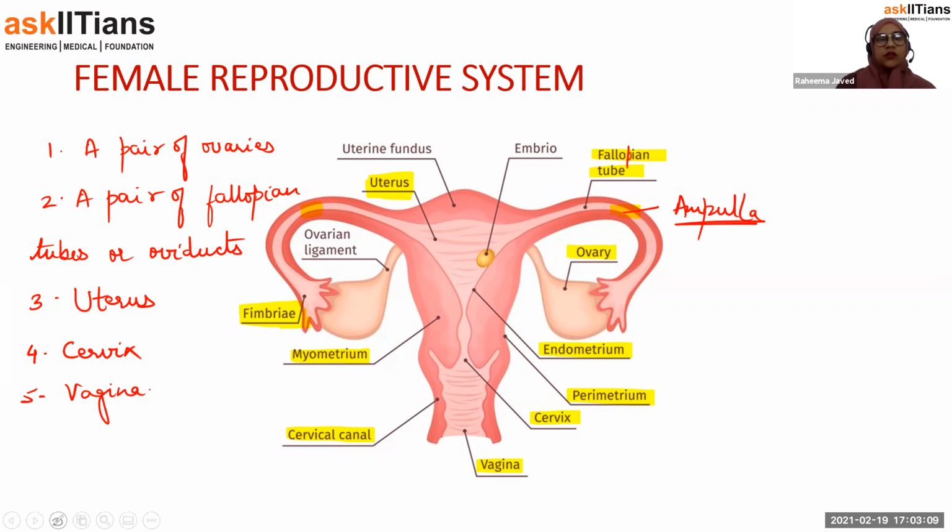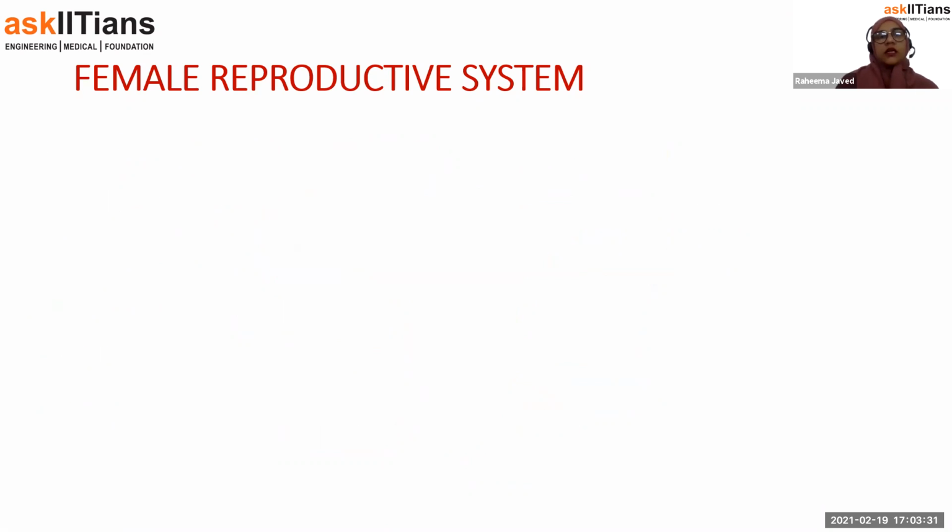You can also see this tiny little embryo in the uterus. Here basically implantation takes place, implantation of the embryo and further development of the embryo into a fetus takes place. So that's why an embryo is shown here. Now basically we will first discuss the functions of various parts of the female reproductive system.